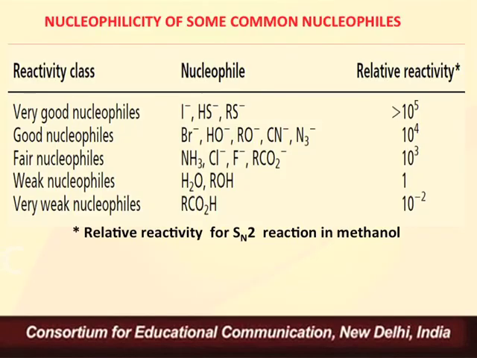Now, on the basis of the discussion of this lecture, we can classify nucleophiles. Very good nucleophiles are iodide and thiols. Good nucleophiles are bromides, hydroxy groups, alkoxy groups, and cyanides. Fair nucleophiles are ammonia, chloride, fluoride, and the carboxylate group. Weak nucleophiles are water and alcohol, and very weak nucleophiles are carboxylic acids.